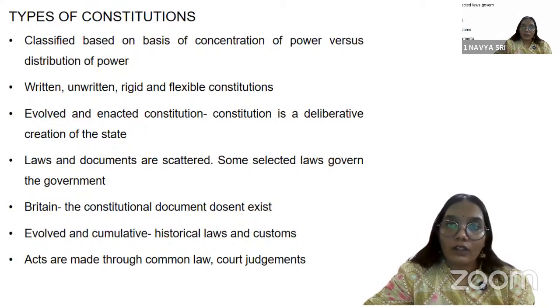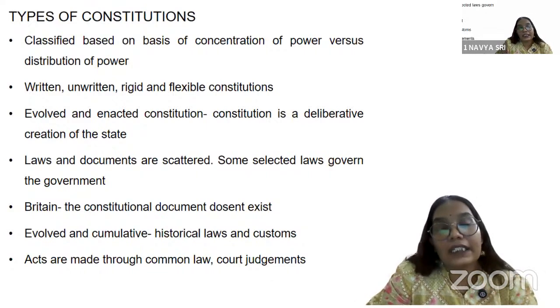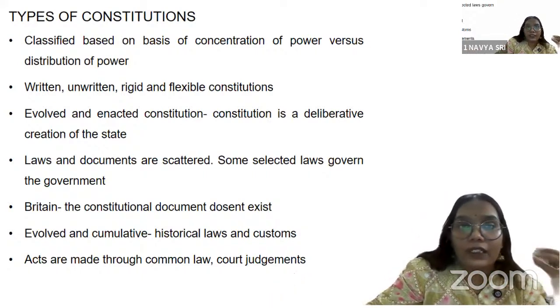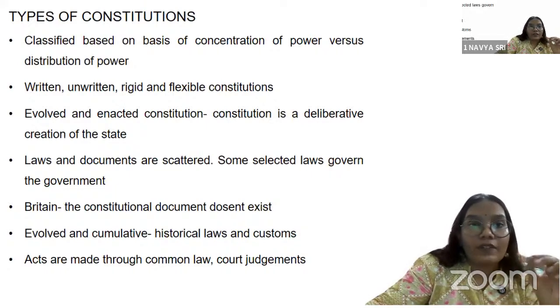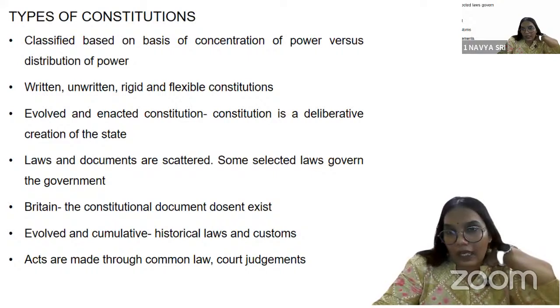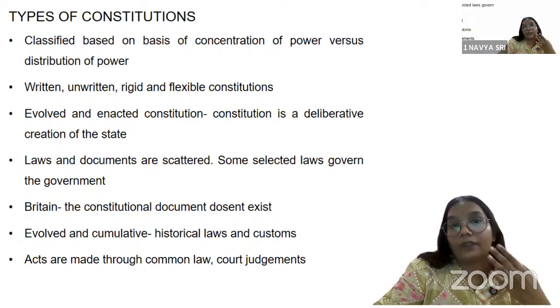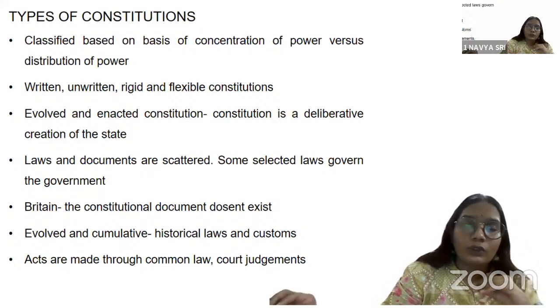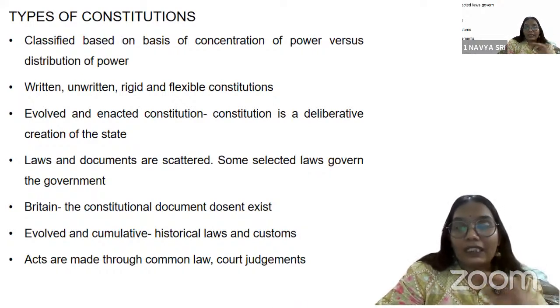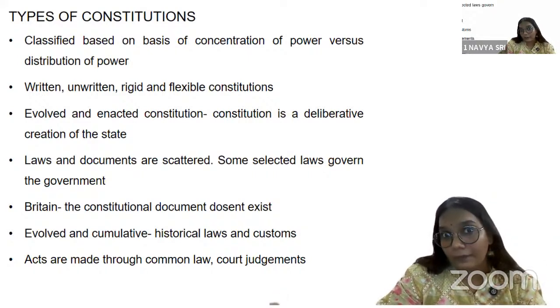And the laws and documents are scattered because it keeps on evolving and keeps on enacting, and it is also a deliberative act of the state. We cannot have a fixed set of documents. So these are scattered everywhere, and the particular government that comes into power will select a few of the acts and govern as per its need. A classic example is Britain, because a constitutional document doesn't exist. It's an unwritten and flexible constitution.